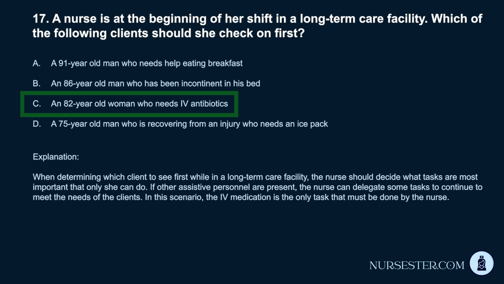When determining which client to see first while in a long-term care facility, the nurse should decide what tasks are most important that only she can do. If other assistive personnel are present, the nurse can delegate some tasks to continue to meet the needs of the clients. In this scenario, the 4 medication is the only task that must be done by the nurse.